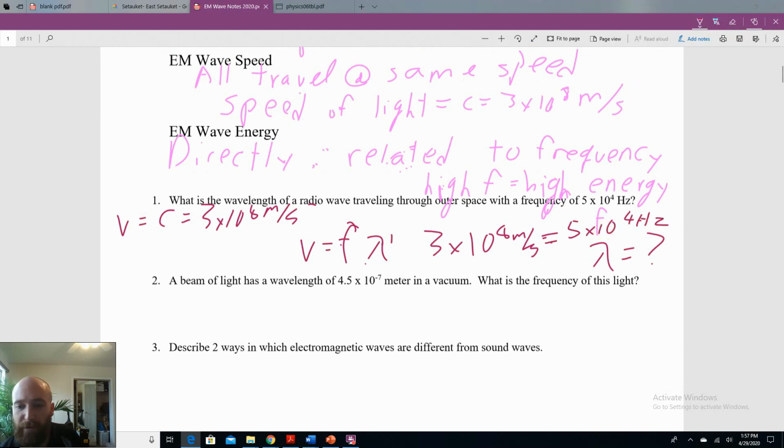Okay, a little bit of algebra here, and I got a wavelength of, whoops, v equals f times lambda. I should include that here. This is getting a little cluttered. Okay, a little bit of quick algebra. You have to divide the frequency to the other side, and I got 6,000 meters. So this would be like a radio wave. It's got a long wavelength, relatively low energy.